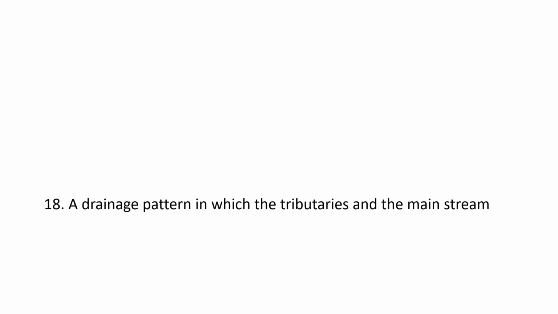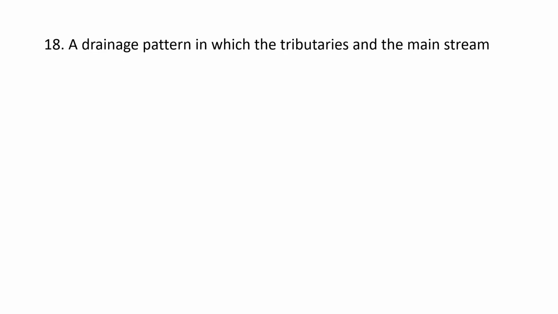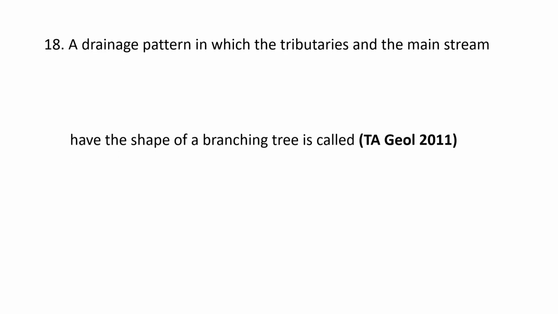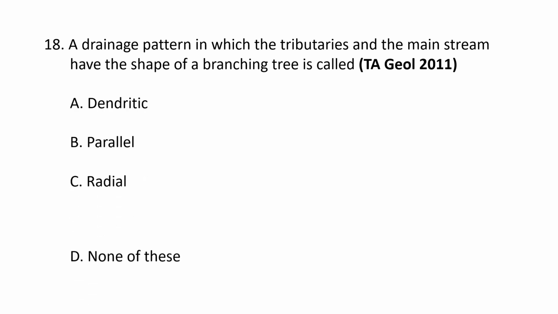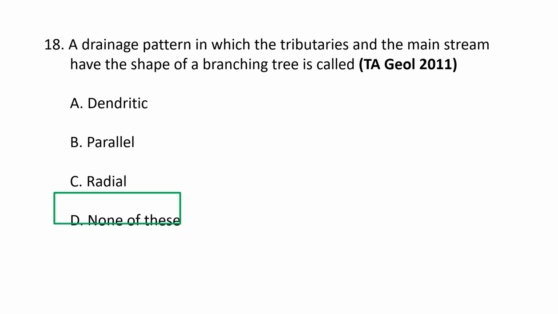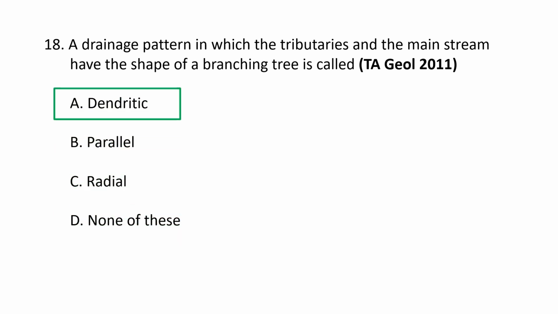Next question. A drainage pattern in which the tributaries and the main stream have the shape of a branching tree is called A. dendritic, B. parallel, C. radial, and D. none of these. So the correct option is A. Dendritic. A drainage pattern that resembles a branching tree is called a dendritic drainage pattern, and it is the most common type of drainage pattern.